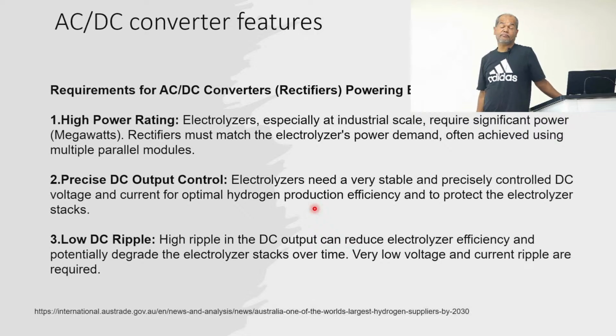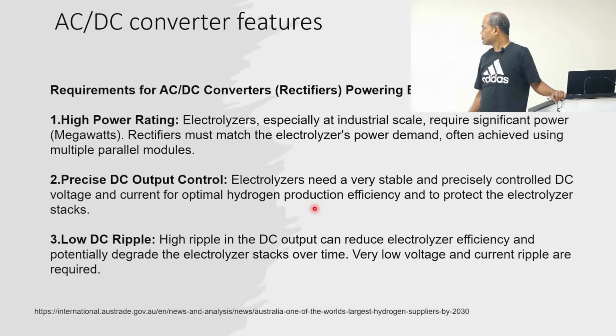In most cases, we use many of them in parallel to increase their power capacity. So when you have megawatt level, you might use parallel modules as well. And for the electrolyzer, we also need very precise DC, right? Exactly, whatever voltage I mentioned, you need that.